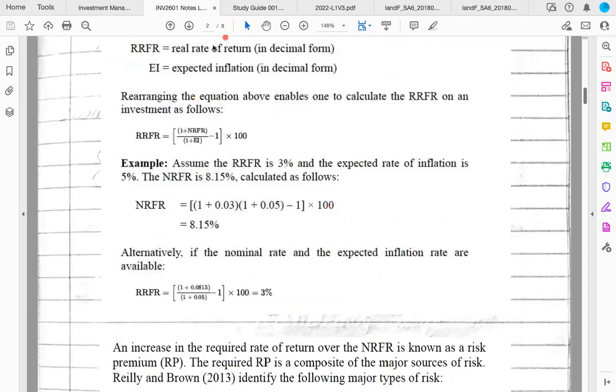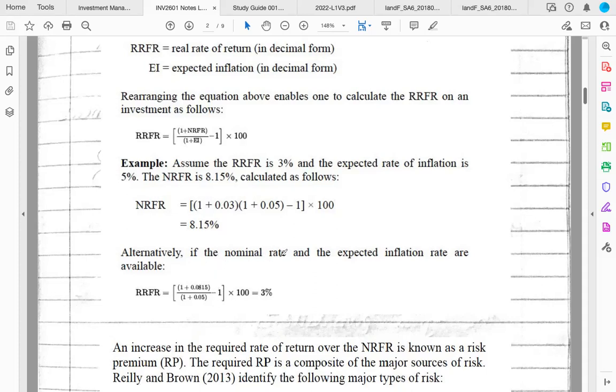So let's say you get the following question. Assume that the real risk-free rate of return is 3% and the expected inflation rate is 5%. Calculate the nominal risk-free rate of return. We simply say 1 plus the real rate of return, in brackets, 1 plus 0.03, multiplied by 1 plus 0.05 in brackets. We remember the brackets are important. We subtract 1, multiply by 100% to get it as a percentage, and then we get 8.15%. So the key is to do this calculation slowly and carefully, and you'll get the answer.